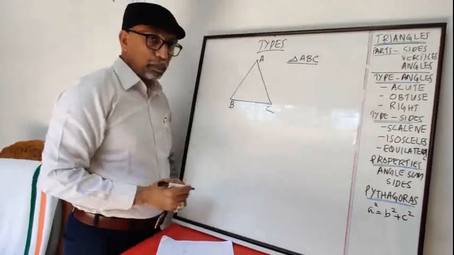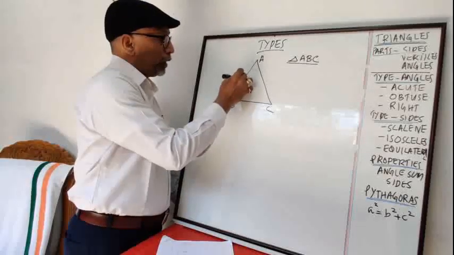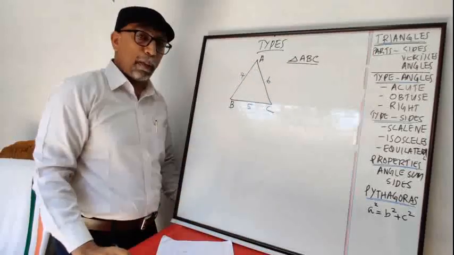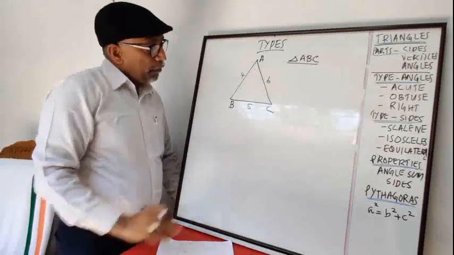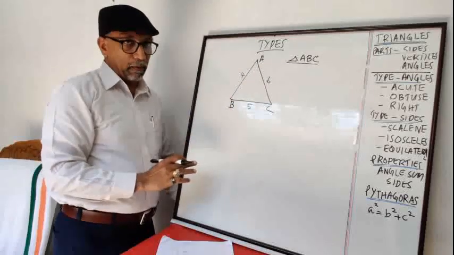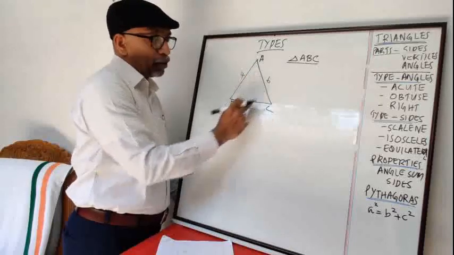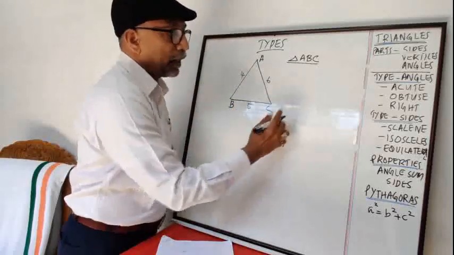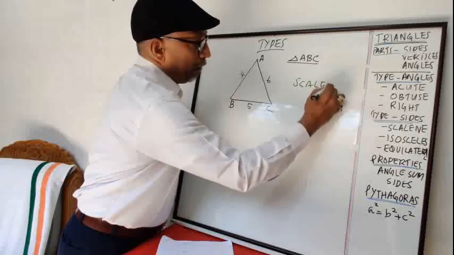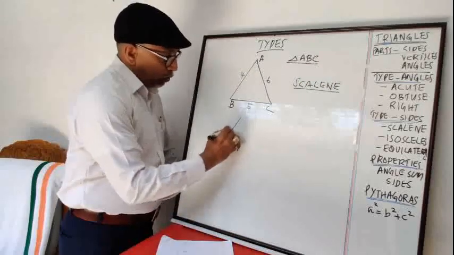Right, good. Now let's look at the sides of the triangle. So this is 4 centimeters, this is 5 centimeters, and this is 6 centimeters. Let it be. If all three sides of the triangle are different, then we call it a scalene triangle. A scalene triangle. And now another triangle.